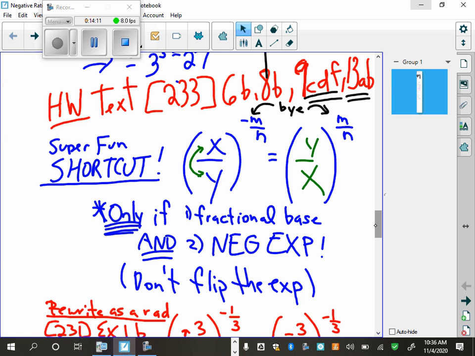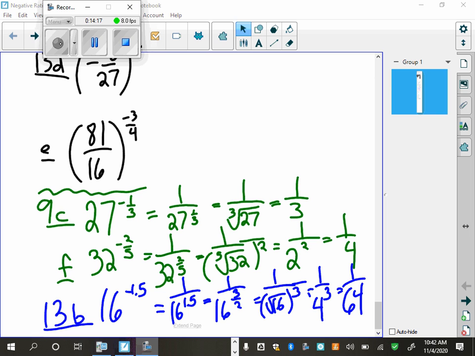So go do this and do 9 and 13 first, please. Right, 9 and 13. Okay, here's the answers to 3 of them. Go ahead and correct your own. 27 to the negative 1/3 is 1 over 27 to the positive 1/3, finish it. 32 to the negative 2/5 is 1 over 32 to the positive 2/5.